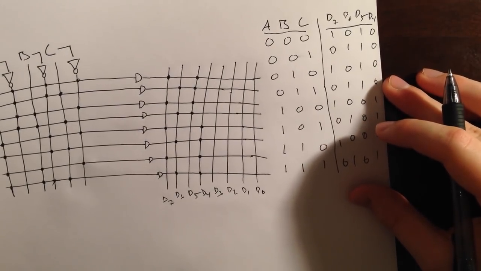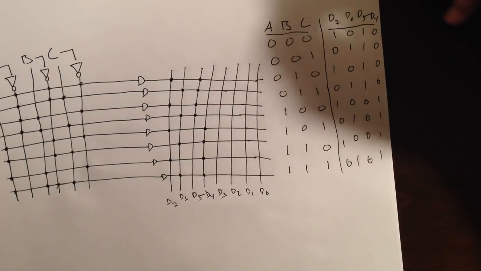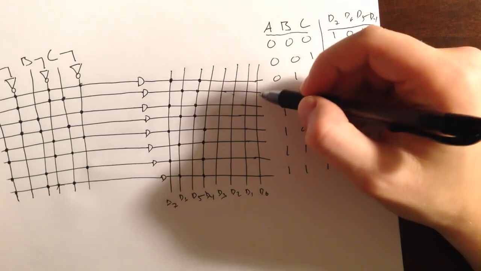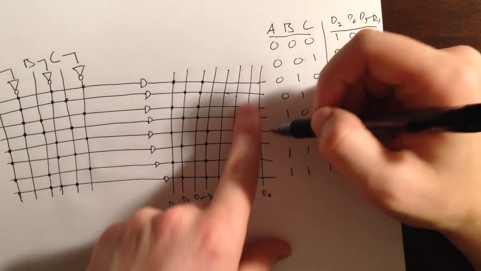They're not always D flip-flops. They can be your output to a vending machine. I could have defined D0 to be your output for the vending machine and made it an entirely new combination, and then we'd have our wires connecting on these intersections.